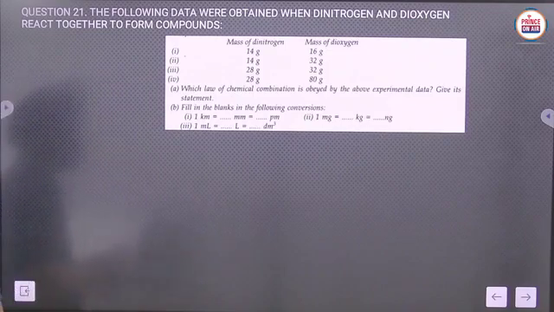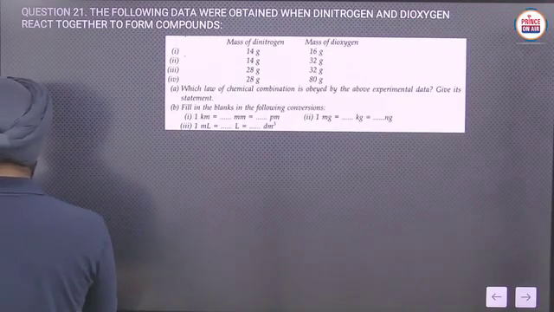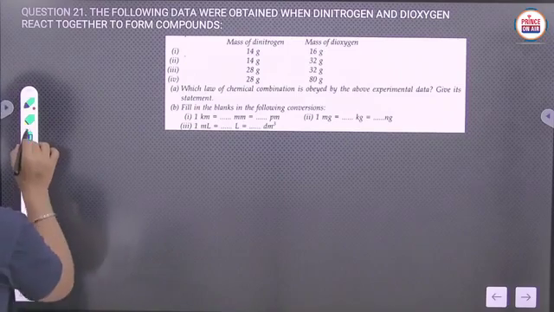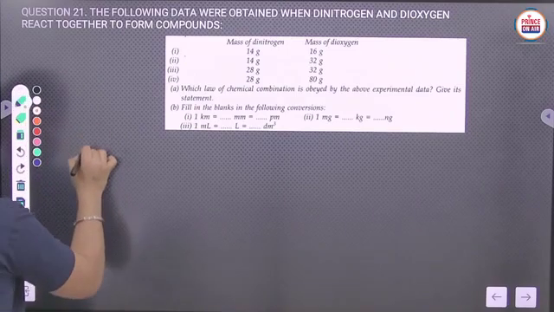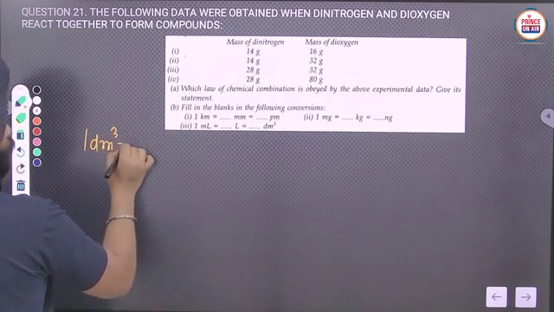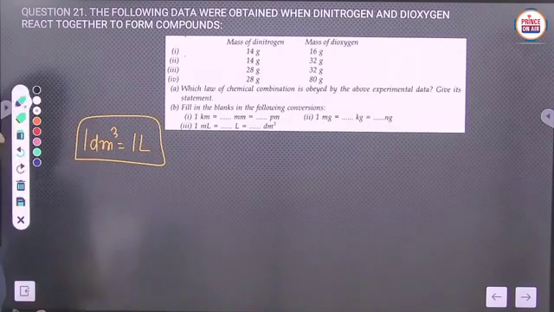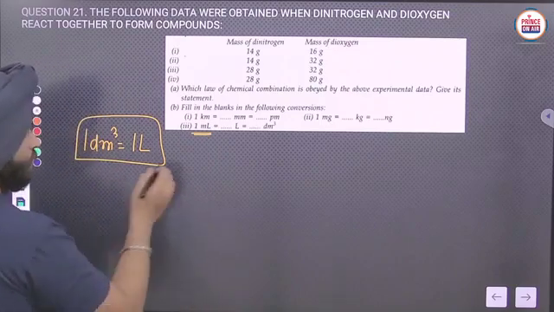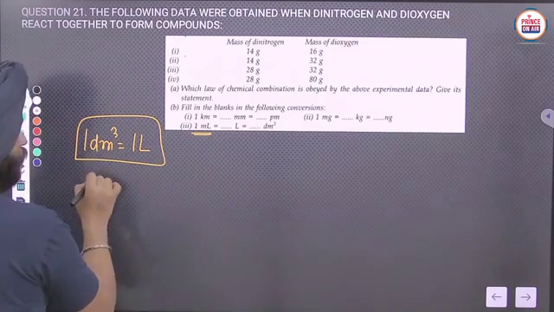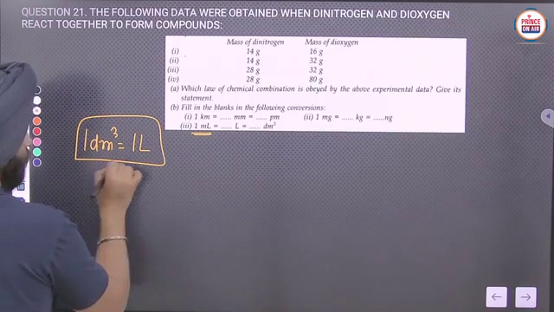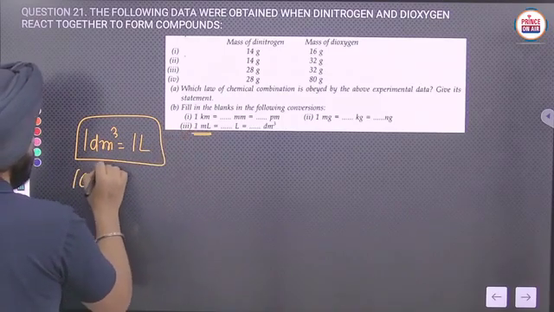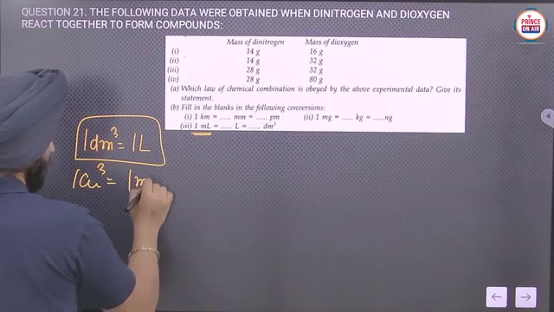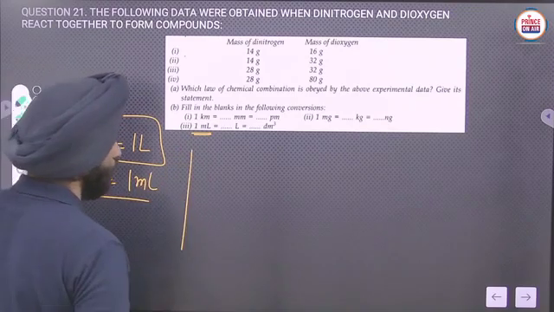See, we have discussed already that 1 cubic decimeter is equal to 1 liter. That we have already discussed. Clear? So in that way we have to convert these values. So 1 milliliter, okay, firstly we can calculate that in terms of liter, no? So a milliliter is 1 cubic centimeter. Okay.